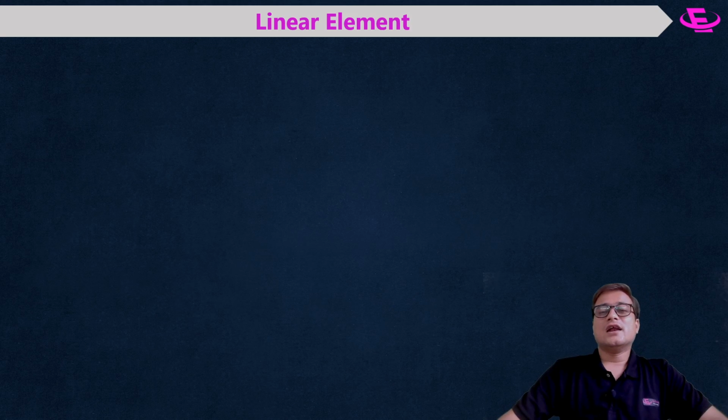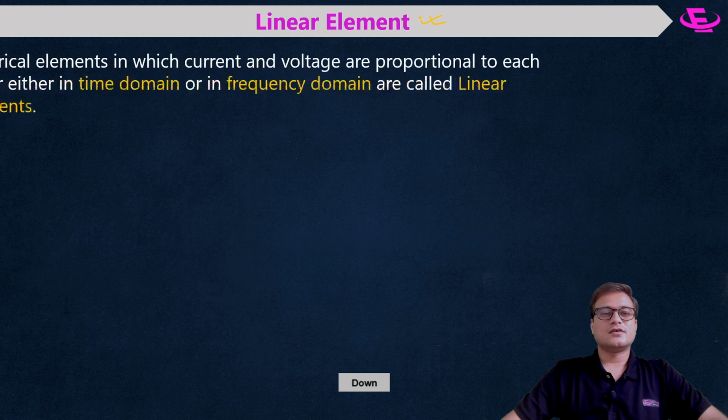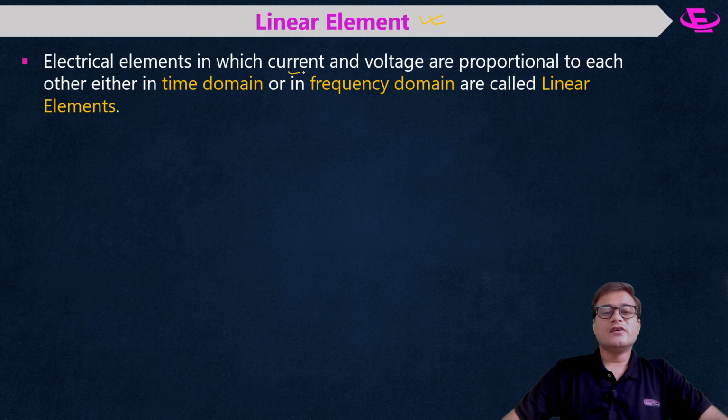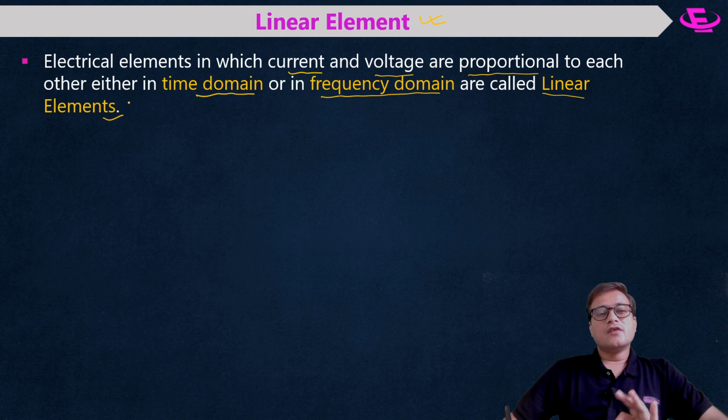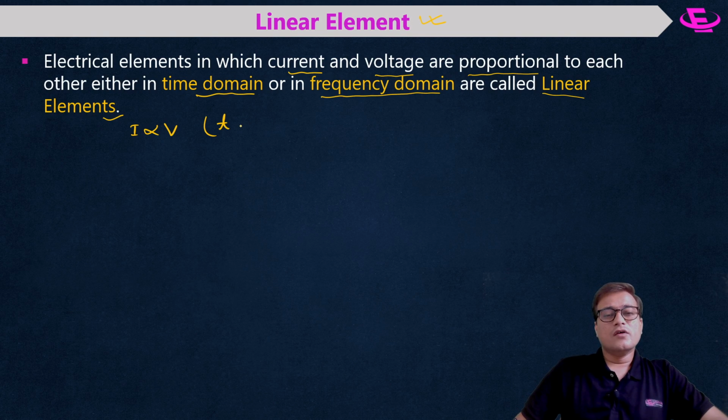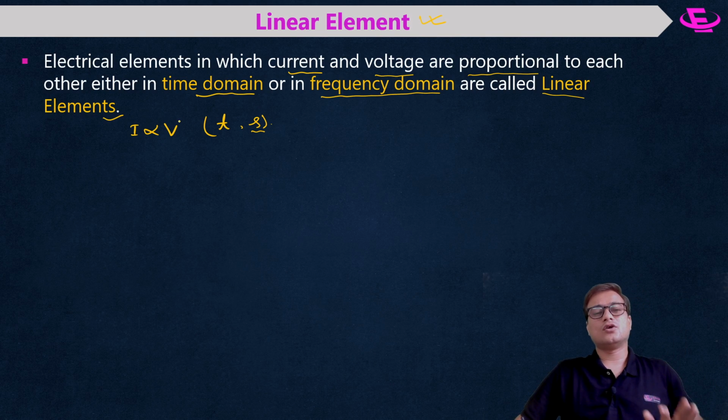So next, let us define linear element. What is a linear element? Electrical elements in which current and voltage are proportional to each other, either in time domain or in frequency domain, are called linear elements. Current and voltage are proportional, I is proportional to V. In which domain? Either in time domain or in frequency domain, which means Laplace domain, that is s, or in both the domains.